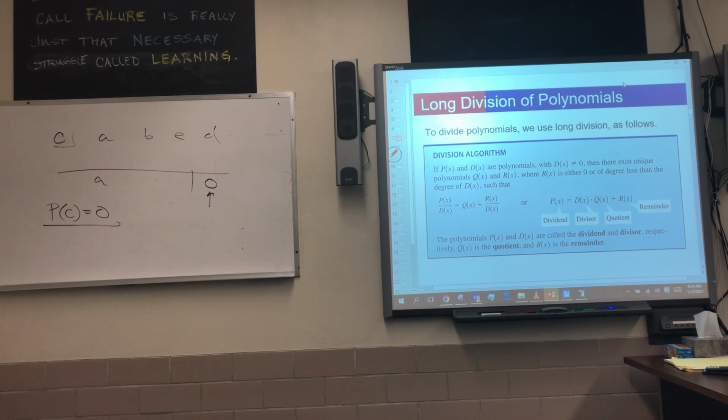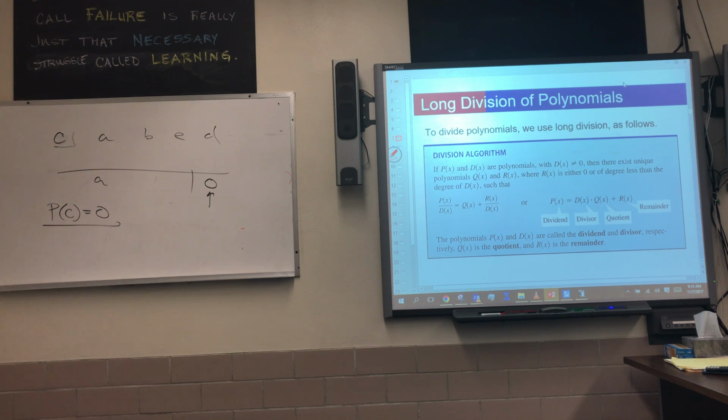Or of a degree less than the degree of d of x, okay? So if d of x is like x to the third, r of x would be x squared. Does that make sense? Okay. Such that we get these two statements. And these two statements are really the same thing.